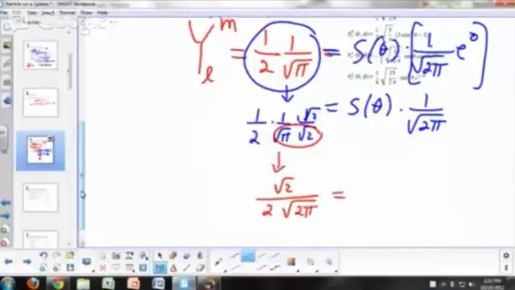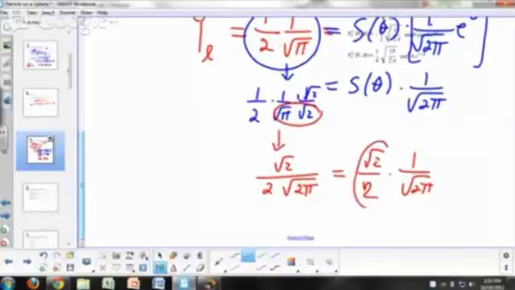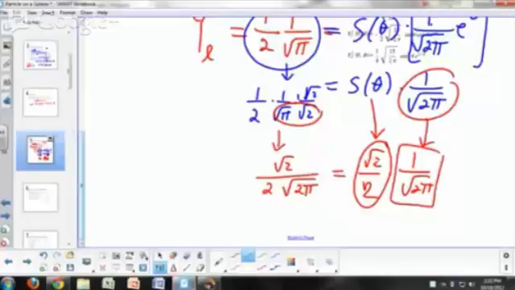So I can factor that out. That's square root of 2 over 2 times 1 over square root of 2 pi, right? So what's square root of 2 over 2? That's just 1 over square root of 2. So that's your s of theta. And this is your t of phi. Okay?